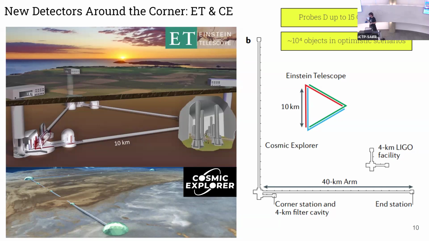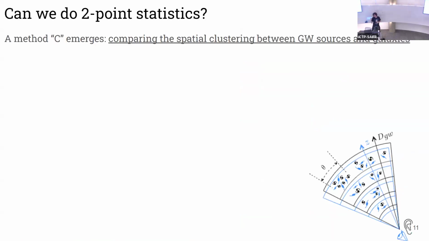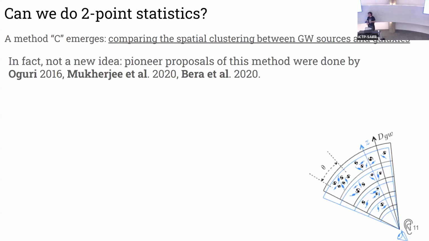So the prospects are that we are going to observe tens of thousands of mergers with these two probes. With this many objects, some people started to ask, can we do 2-point statistics with these things, because they are both matter tracers. This is actually not a new idea, this idea dates back to 2016 with Masamune Oguri. And then you have follow-ups by Mukherjee and Bera in 2020.